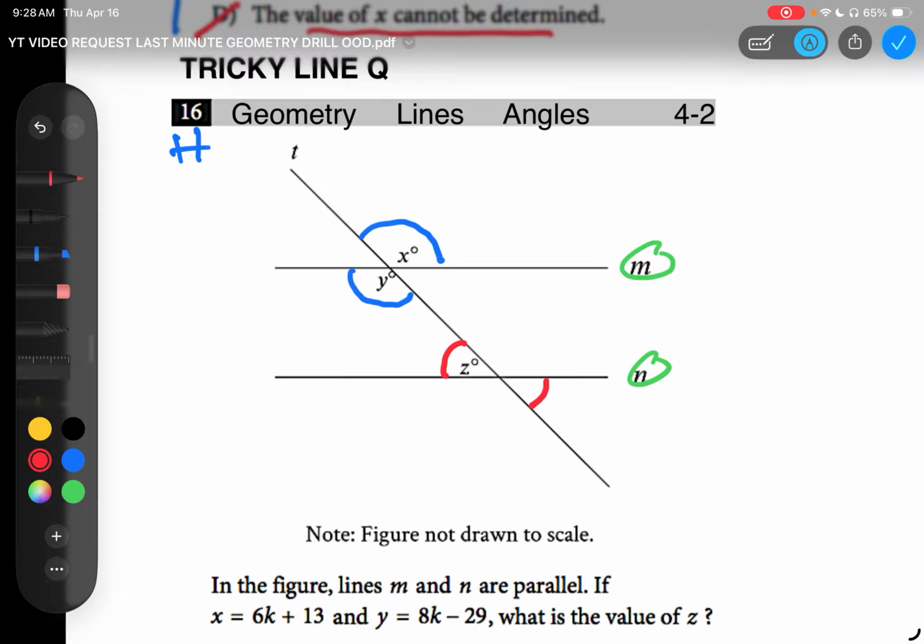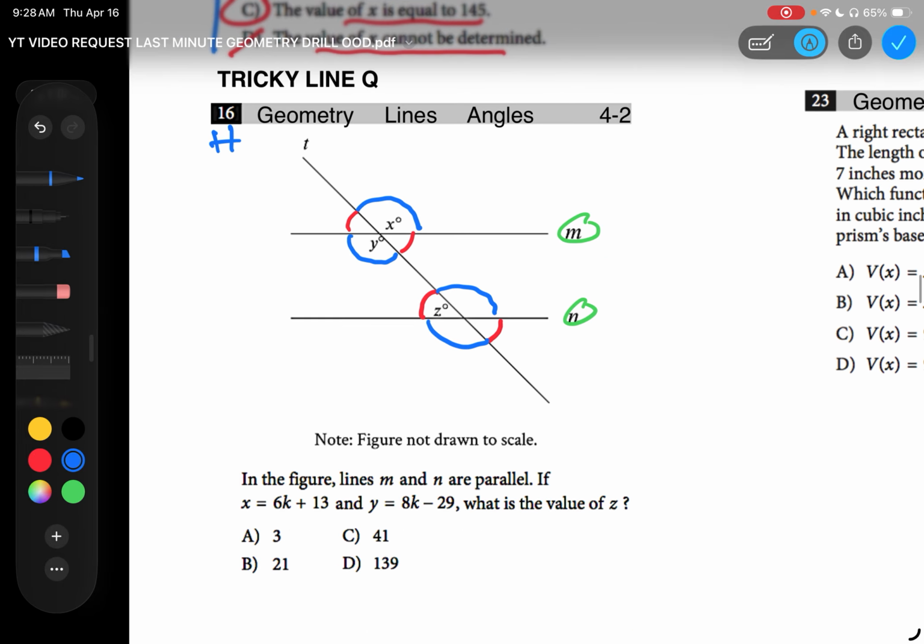So if these guys are parallel, that means that those two red angles will be repeating here and here, and the two blue angles will repeat here and here. All right, let's go into the question, knowing that this is a hard question that most students have answered incorrectly, and see why they're making it tricky. If x is equal to 6k plus 13, I'm going to have to redraw this on my scratch paper, 6k plus 13, and y equals 8k minus 29.